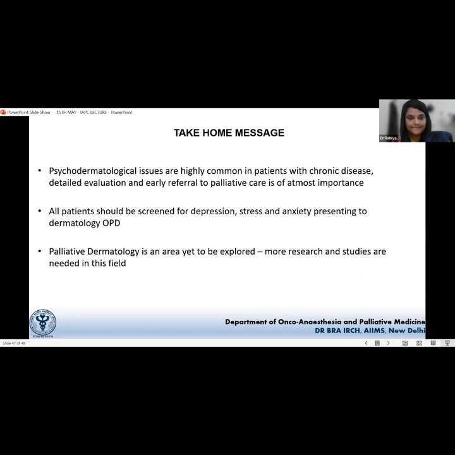So what is the take-home message here? Psychodermatological issues are highly common in patients with chronic disease. A detailed evaluation and early referral to palliative care is of utmost importance. All patients presenting to the dermatology OPD should be screened for depression, anxiety, and stress. You can use the DASS score, that is the depression, anxiety, stress score. Palliative dermatology is an area yet to be explored, and more research and studies are needed in this field.